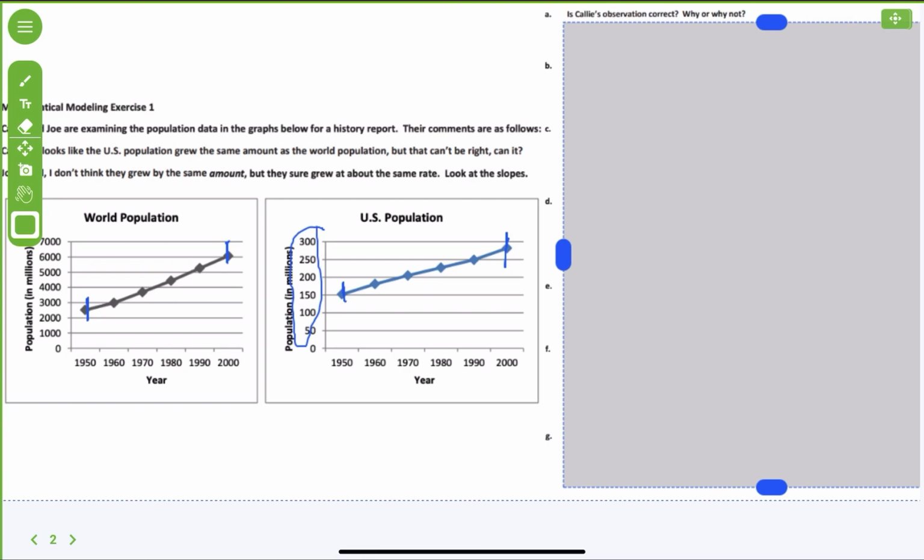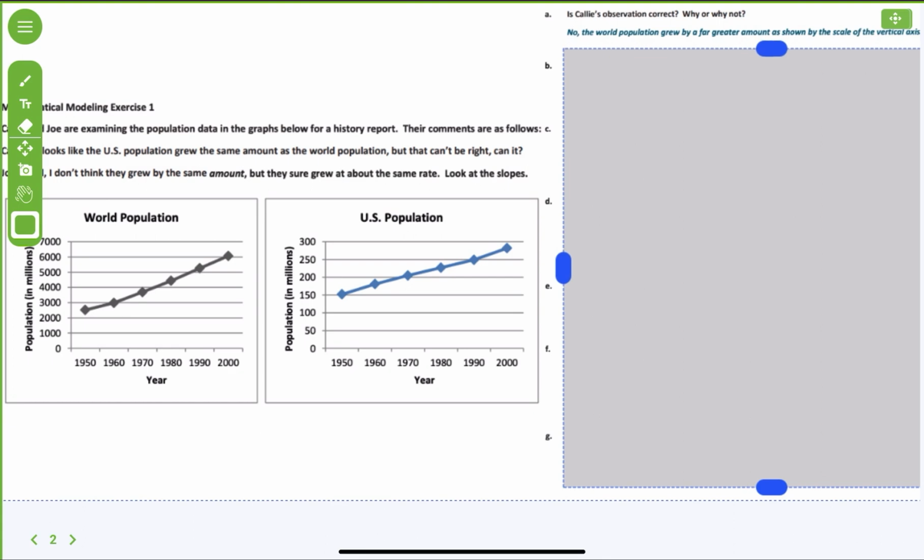And what she did not take into account was that these are in thousands. This is in thousands of millions, where this is only in about 50 million, the scale. Okay, she did not take the scaling of the vertical axis into account. So let's look at this. It says no, the world population grew by a far greater amount as shown by the vertical scales. Yeah, because it's growing by thousands of millions, not 50 million.